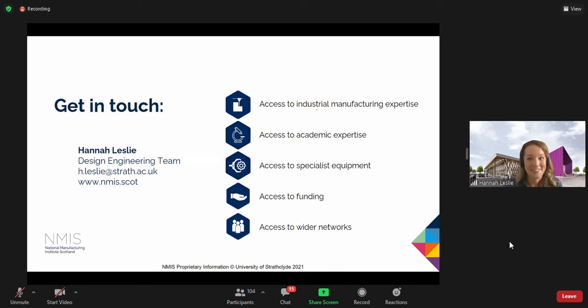I'm certainly not an expert in all of these digital tools that I've discussed today, but I'd be more than happy to engage with you and introduce you to our engineering teams at NMIS to discuss in more technical detail. So please do get in touch if you'd like to chat more.